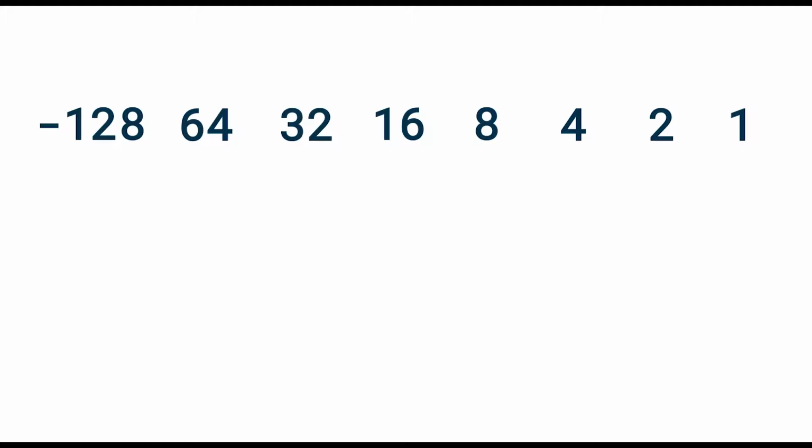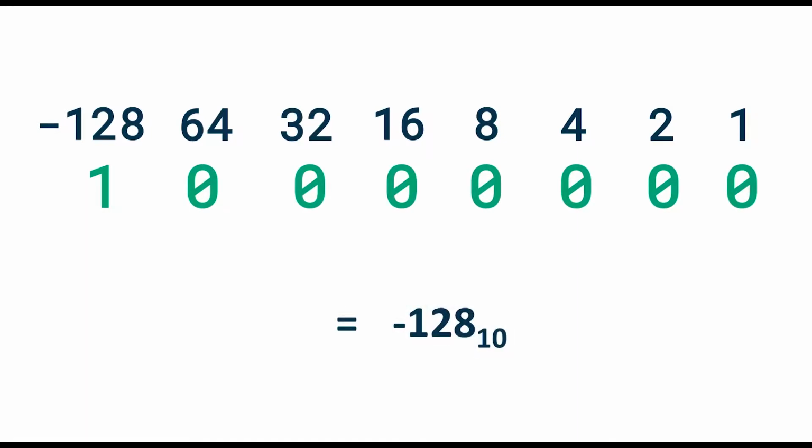The smallest possible number we can represent, i.e., the most negative number, would just be minus 128. We'll put a 1 in the minus 128 column and zeros elsewhere, since we don't want to add anything to minus 128, otherwise the number would become more positive. So our smallest number is minus 128.